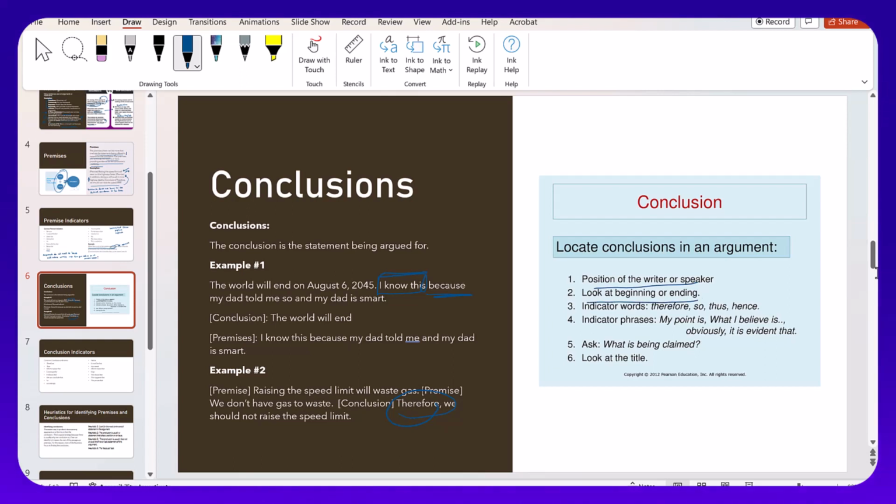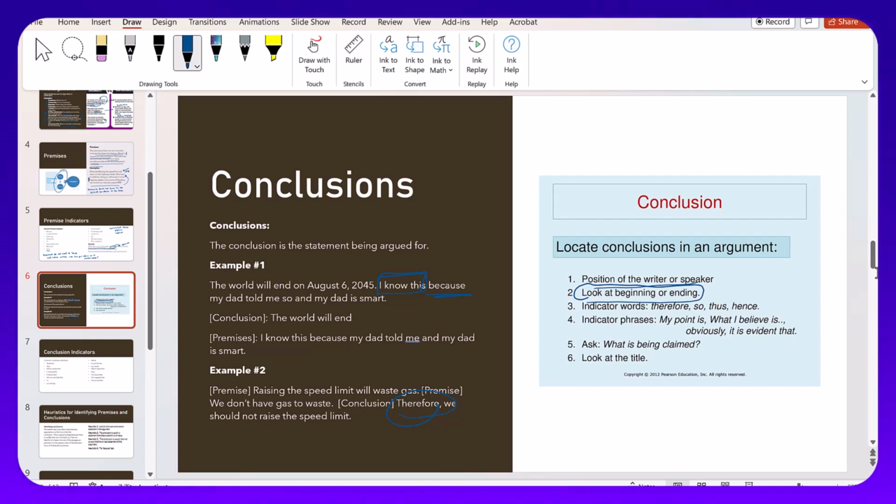Look at the beginning or ending. This is important because usually the conclusion is at the very first sentence or the last sentence. If someone is not a good writer and they're writing all over the place, technically a conclusion could be in the middle, but most of the time it's either the first sentence or the last sentence. So if you have a paragraph, you need to read closely and look for those two locations first.